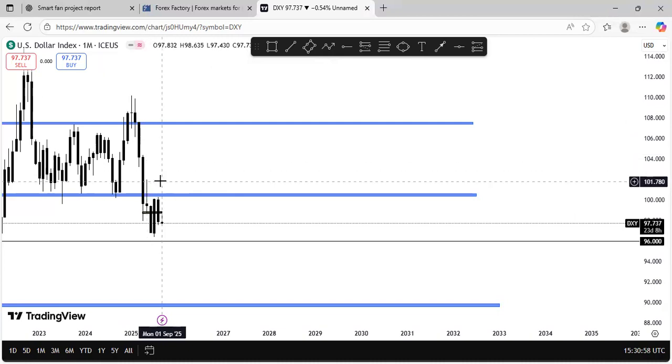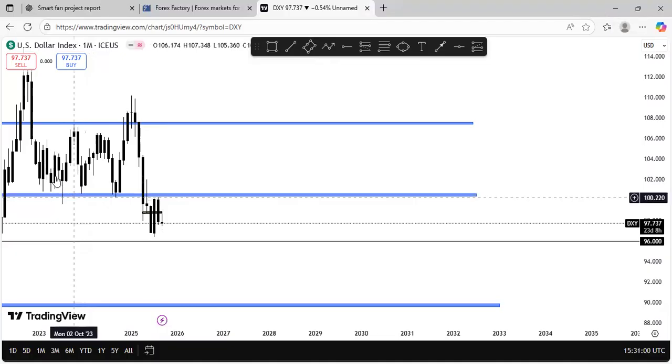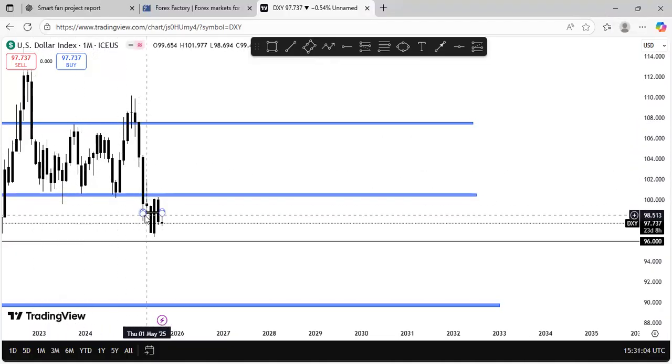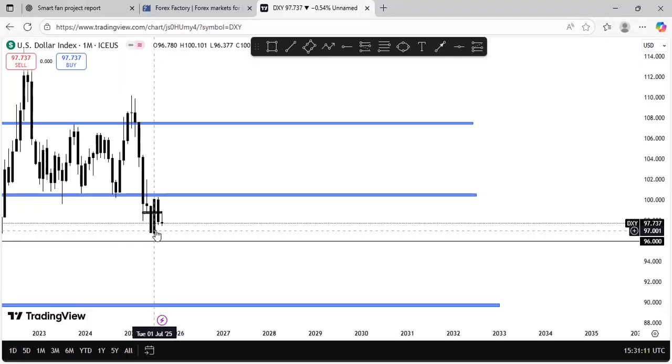This is the DXY, and we see it forming this double top over here, breaking the double top, coming back for a retest, and then pushing all the way down. So that's what we've got in the monthly time frame. It basically shows the bears are in the market. The dollar is decreasing. That's it for the monthly time frame.